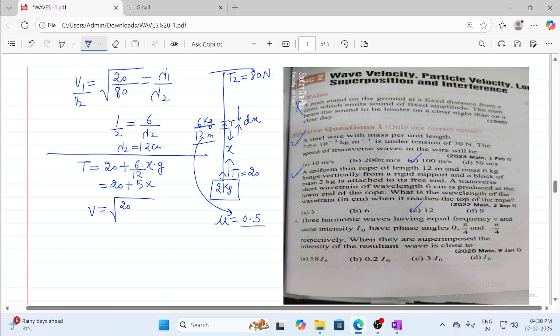Root of 20 plus 5x divided by 0.5, like this. And how much time it will take? Velocity equal to distance upon time, so time is distance upon velocity. So small time dt will be dx divided by v. Got it? Distance by velocity, right? Time equal to distance by velocity. So velocity will be how much? As you were saying, 0.5, I can write root of 20 plus 5x. Now I can take time 0 to t and I can do the integration from 0 to 12. Here we need the time.